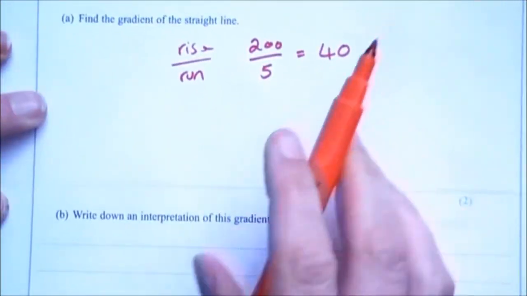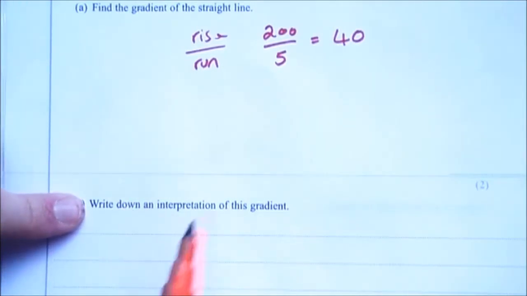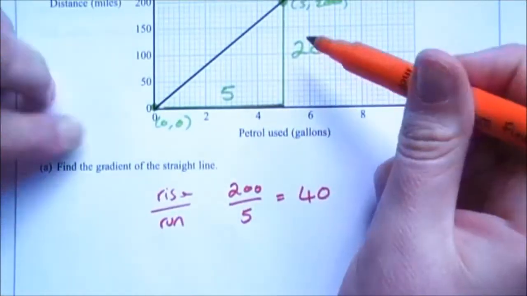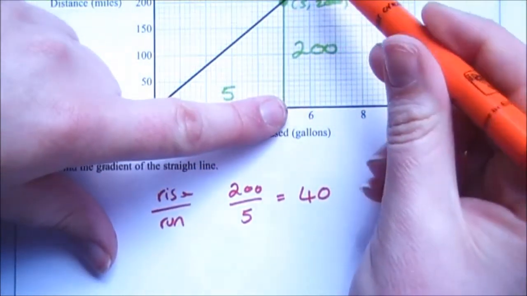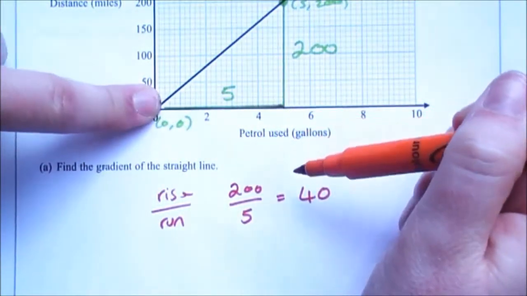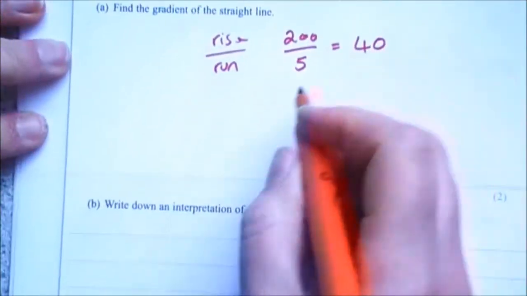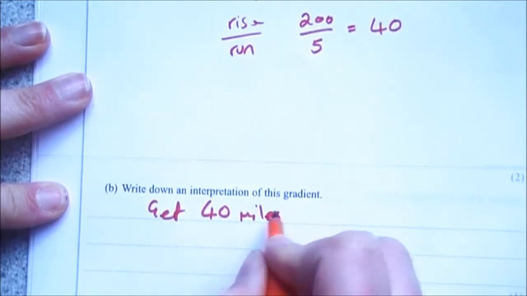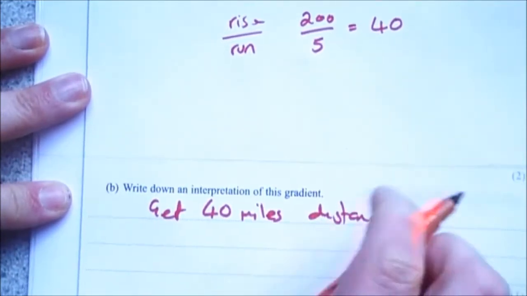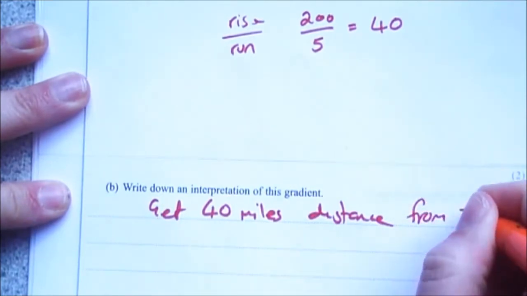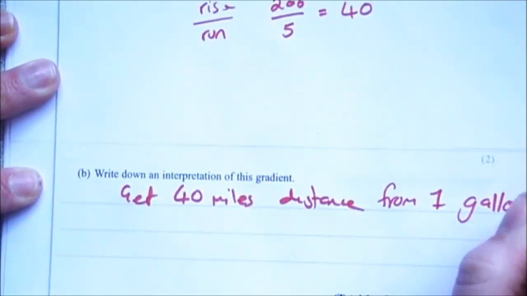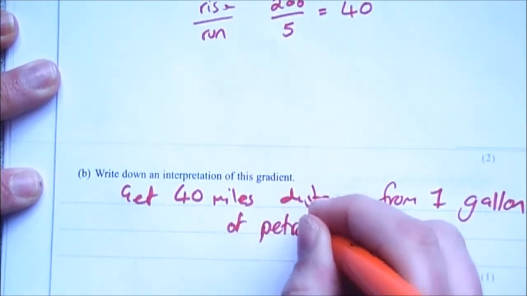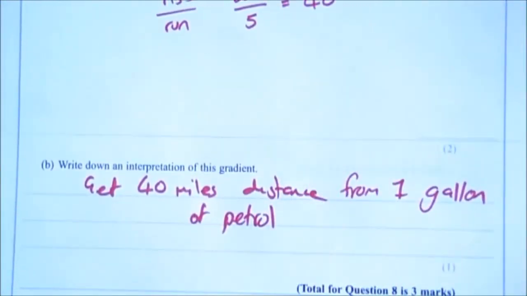Now part B wants us to put that into context. It wants us to write down an interpretation of this gradient. So what we did here is we divided the amount of miles that you can travel by the number of gallons of petrol used. And what you end up with is a rating called miles per gallon. So the 40 actually means that you get 40 miles distance from 1 gallon of petrol. And that's your interpretation.